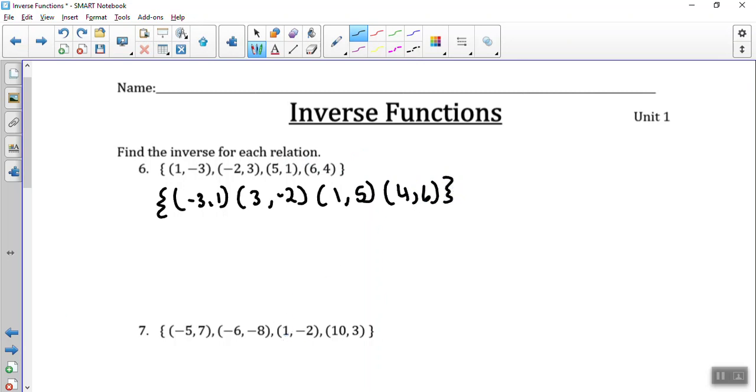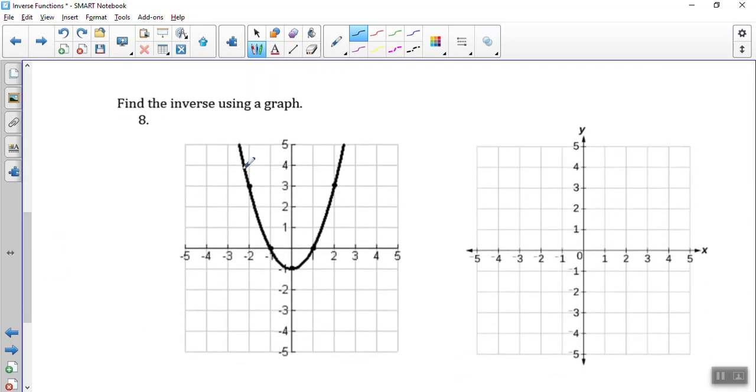Okay, here's another example you can try. And then the other type of inverse problems you might see are find the inverse using a graph. The same thing, just pick some coordinates. You have 2, 3. I have a coordinate here which is 1, 0. I have a coordinate here which is x is 0, y is negative 1. This is x is negative 1, y is 0. And then we have here negative 2, 3.